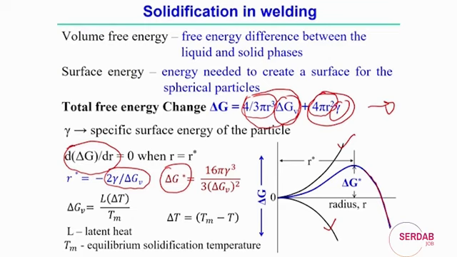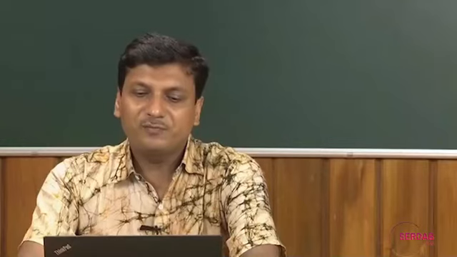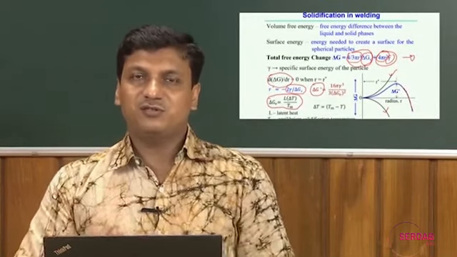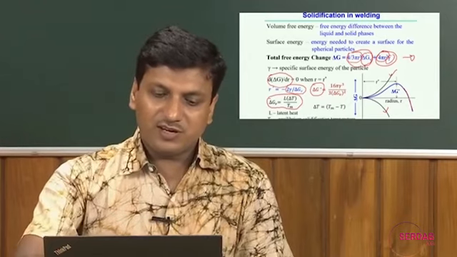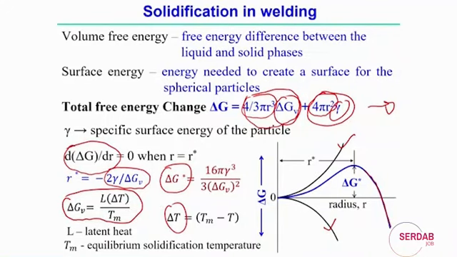This optimum amount of energy is also represented in terms of these two components, the volume free energy and the specific surface energy. But the volume free energy also depends on the latent heat and the degree of undercooling, that means the temperature difference from the equilibrium solidification temperature. You can assume the equilibrium solidification temperature is a single point phase change temperature, along with the amount of latent heat. All this decides the free energy difference between the liquid and the solid phase for a specific material.